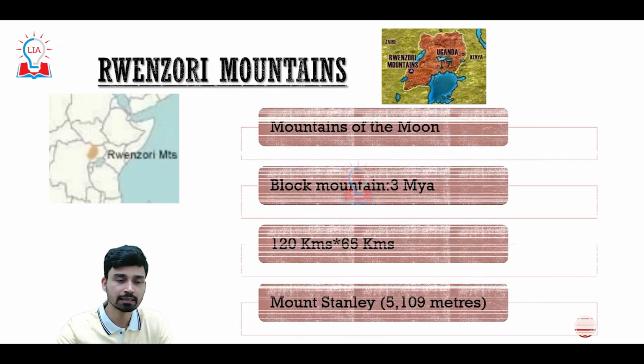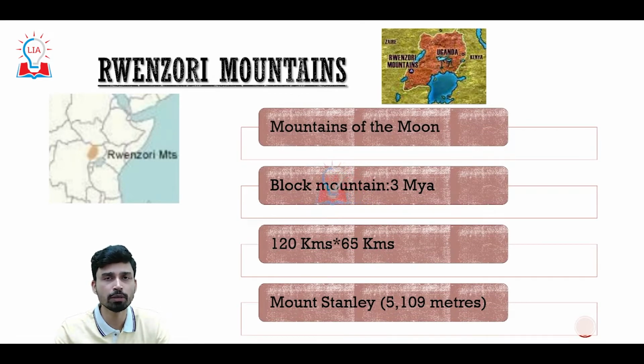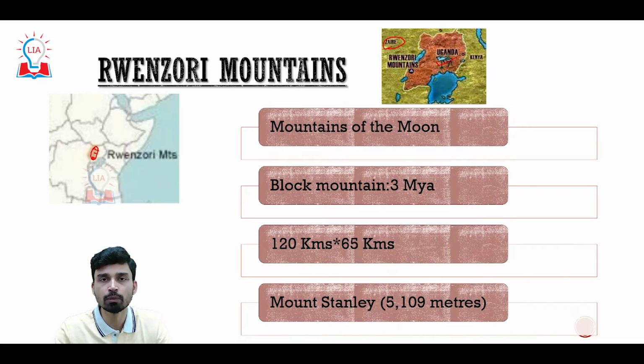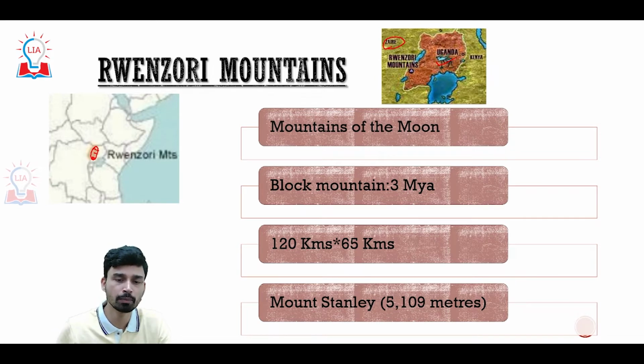The second most important mountain of Africa is called the Rwenzori mountain. If you try to understand on the map, this is the location of Rwenzori mountain, and it is located at the border of Uganda in the west and Zaire in the east, and extends all the way up to the Democratic Republic of Congo. So we can say roughly the mountain is located between Uganda and DRC, that is, the Democratic Republic of Congo.